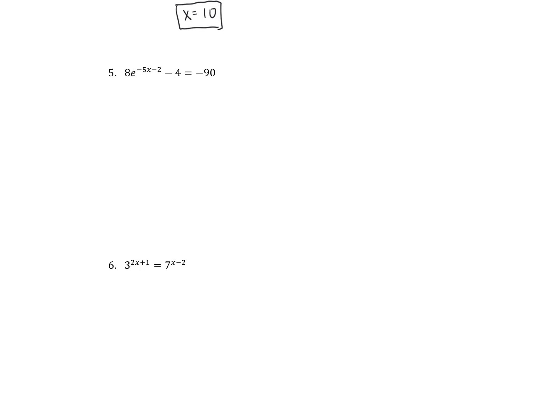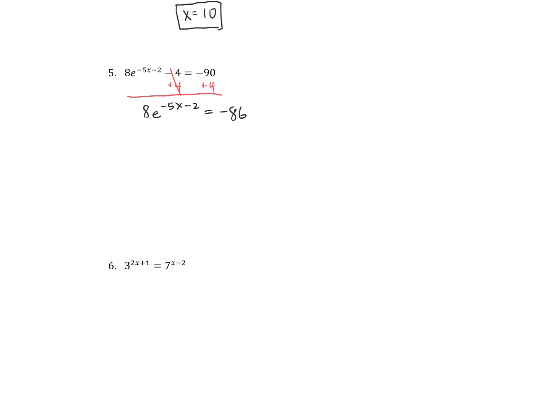So number 5, this one looks way more complicated, but I do see that I only have one thing that has an exponent. If I can get that, the e to the negative 5x minus 2 by itself, then I would have a form like number 4. So I think I can do that. If I add 4 to both sides, that would help my case here. So I would have 8e to the negative 5x minus 2 is equal to, that would be negative 86.